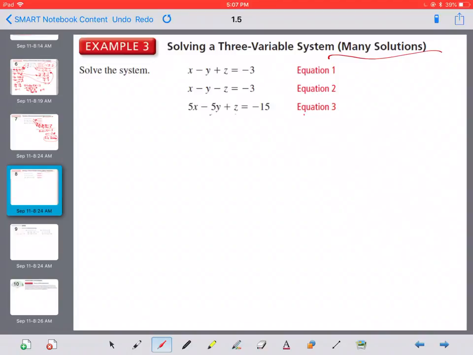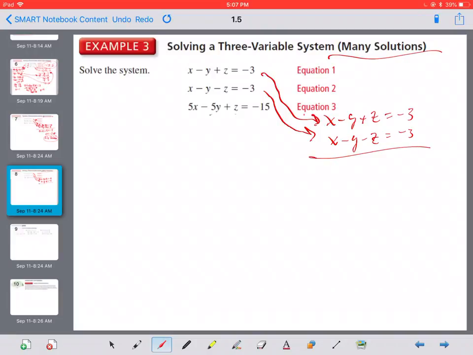X is in line, Y is in line, Z is in line, numbers in line. X is all the same signs, got different numbers. Y is all the same sign, got different numbers. Z's, same numbers, and there's a different sign. So I'm going to mix 1 and 2 and 2 and 3. Let's do 1 and 2 first. X minus Y plus Z equals negative 3. X minus Y minus Z equals negative 3. We didn't have to change anything. The Z's already got 1 in front of both, and they've got opposite signs. Add down. 2X. The Y's are negative 2Y's. The Z's disappear, and we get negative 6.